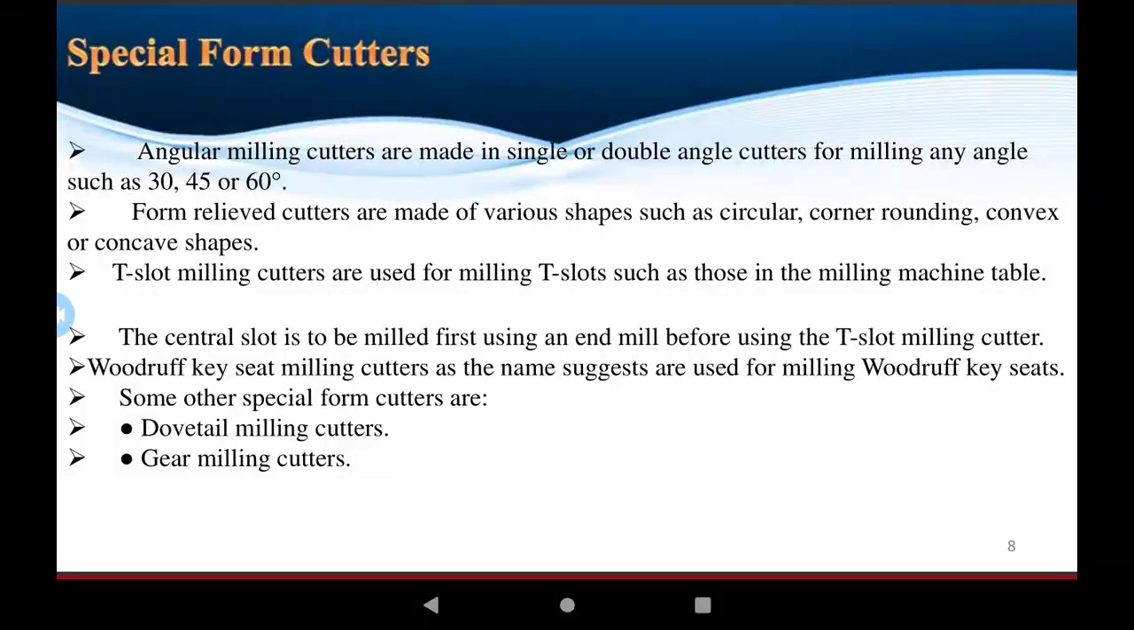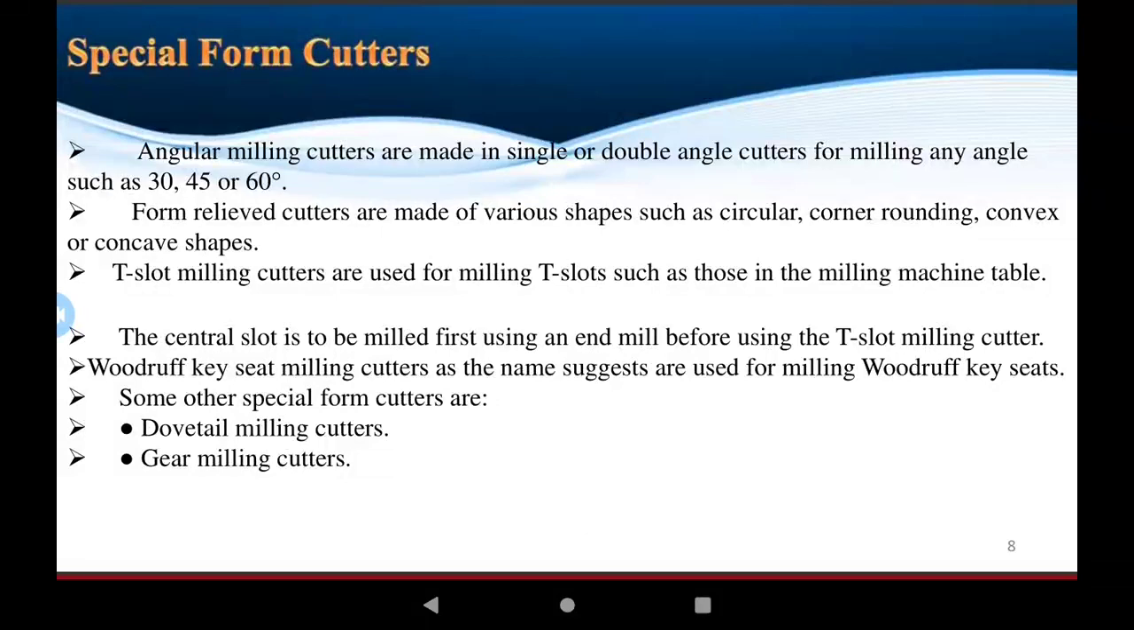T slot milling cutters are used for milling T slots. This is the milling for milling machine tables. The workpiece is held on the tables of the machine, and the tool performs the operation on the workpiece. The tool rotates in a circular motion, and the workpiece is held on the table.